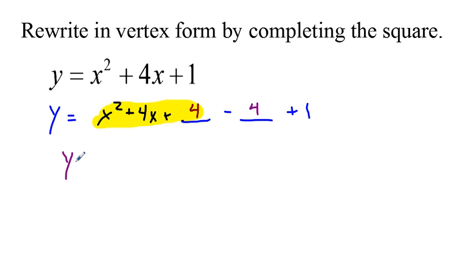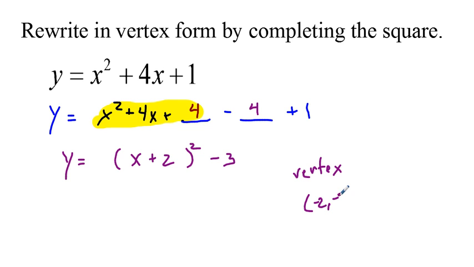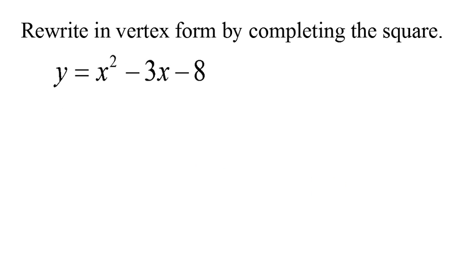So now we've got y equals, and this portion becomes x plus 2 squared. And now we just combine the negative 4 and 1, and we get negative 3. And the reason we do this is because now we can see, oh, the vertex is negative 2, negative 3. We can see that just by looking at this equation. We couldn't do that before when we were up here. All right, let's try another one.